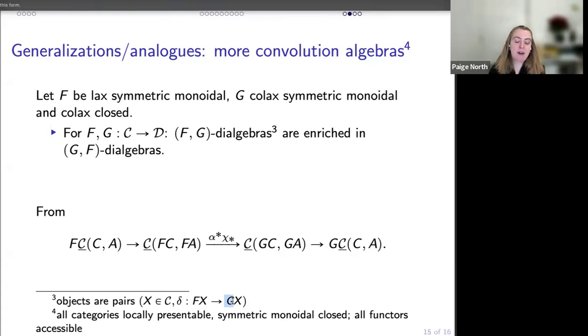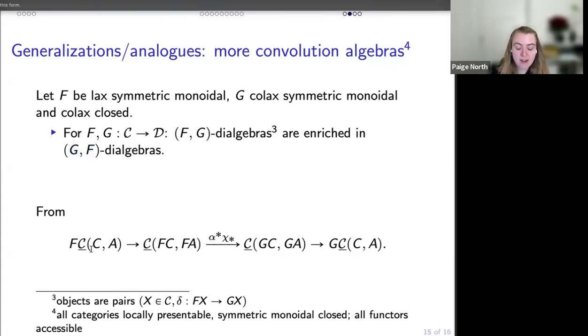And so we can think about whether we can play the same game with arbitrary dialgebras, where we're not assuming that one of the functors is the identity. And indeed, we find, with some hypotheses, that FG dialgebras are enriched in GF dialgebras. So the statement of our original paper is that F-id dialgebras, aka algebras, are enriched in id-F dialgebras, aka coalgebras. So how do we do that?